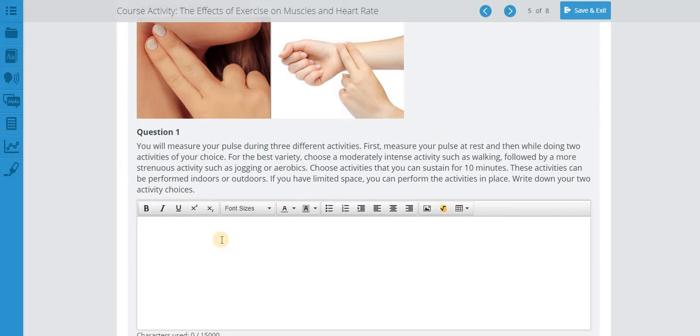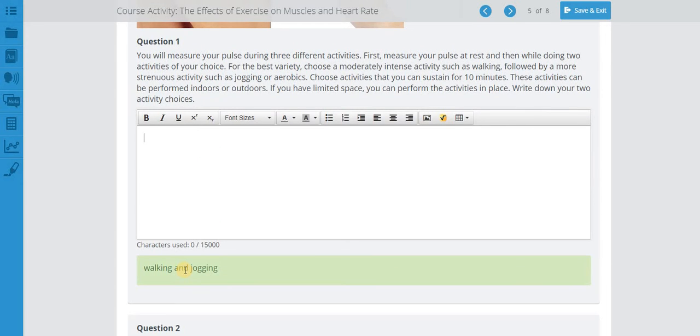Walking around for 10 minutes, that's easy. If you can't get outside, just pace back and forth in the living room. And then do something else for 10 minutes. It could be sitting on the floor and maybe doing planking or something for 10 minutes. Planking is actually very good for you. So here you're going to write down your 2 activity choices, and it could be walking or jogging, for example.